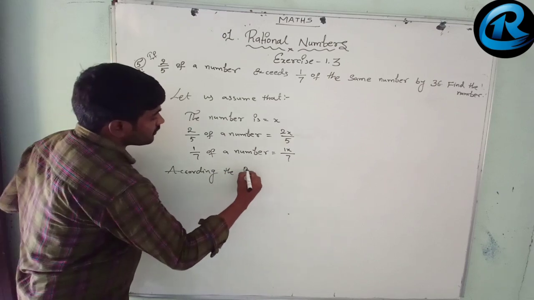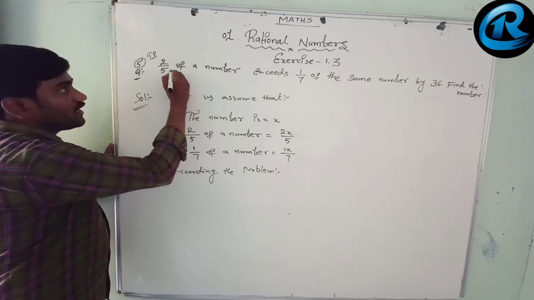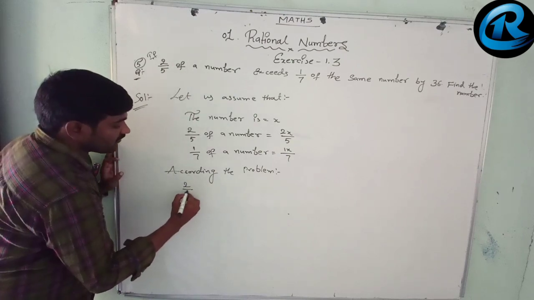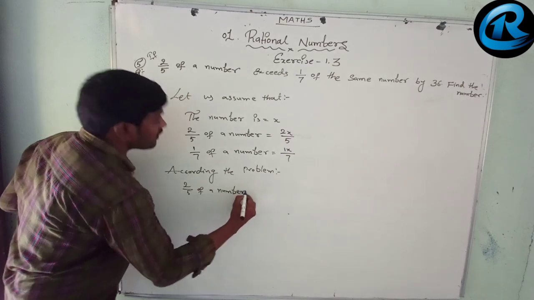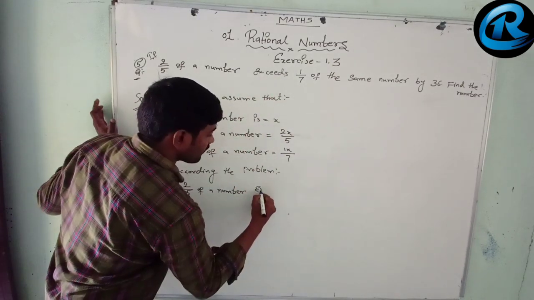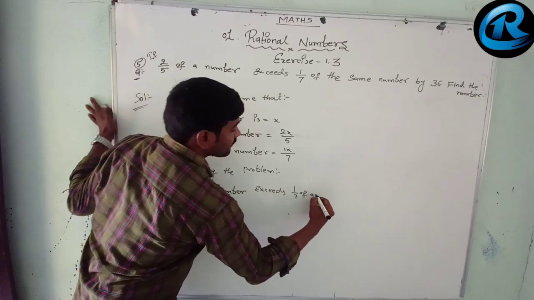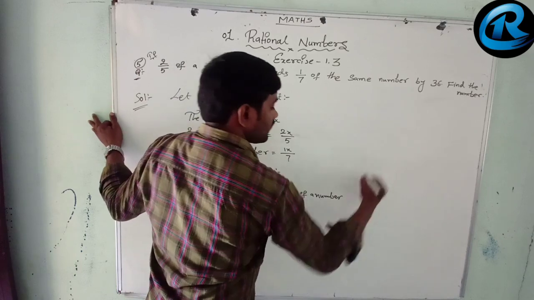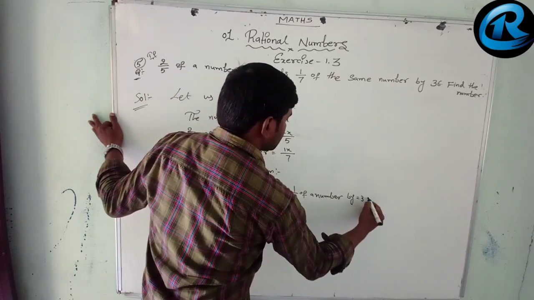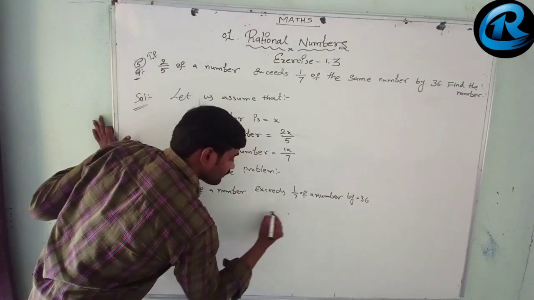According to the problem, he said that if 2 by 5 of a number exceeds 1 by 7 of the number by 36. Okay, exceeds means we subtract.